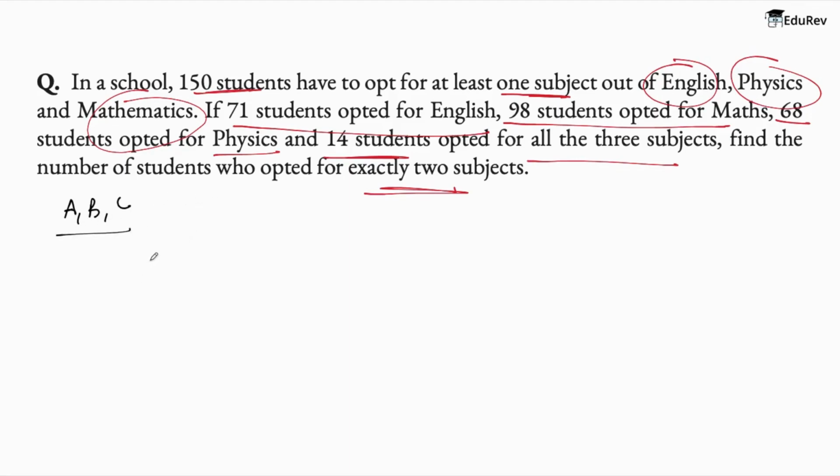Now we know that the total number of students is what? 150. So the total number of students is 150, which can be represented how? By the union of A, B, C. Correct.